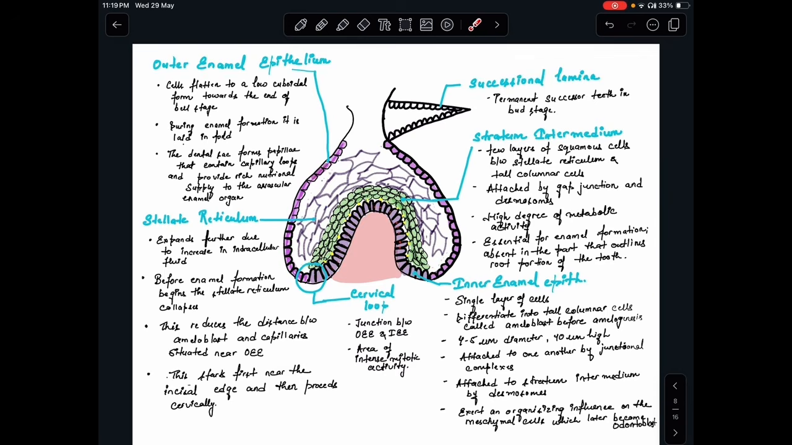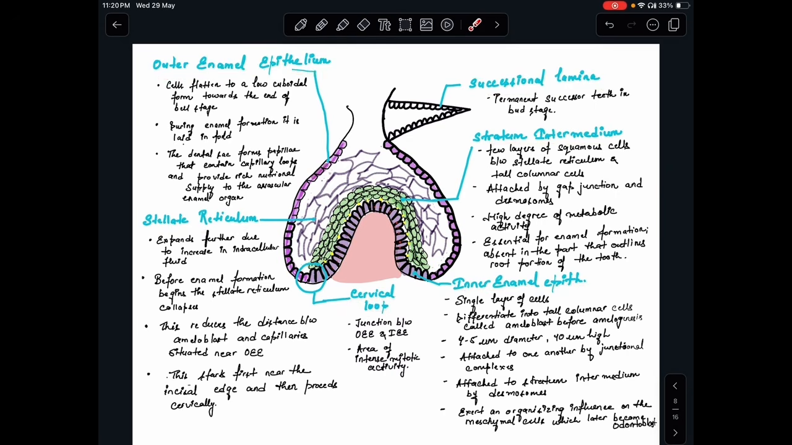Now this diagram is a very complex diagram, but it has all the information regarding the early bell stage. You can write down your answers under these headings which I have mentioned in the form of a diagram, or you can write your answers in paragraph form and mention all of these as headings.